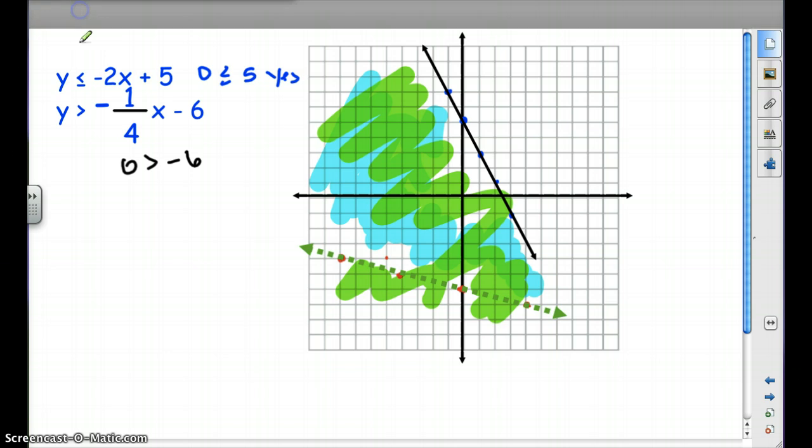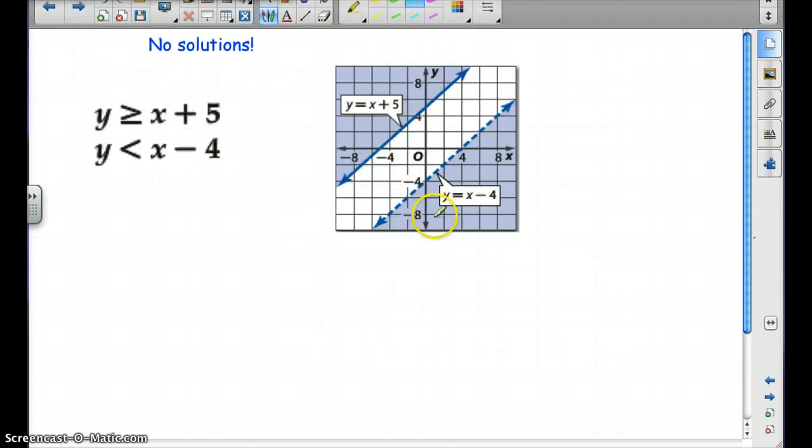And so there will be an instance where we get no solutions, and that's what this looks like. No overlapping at all. So that might be something that you see.